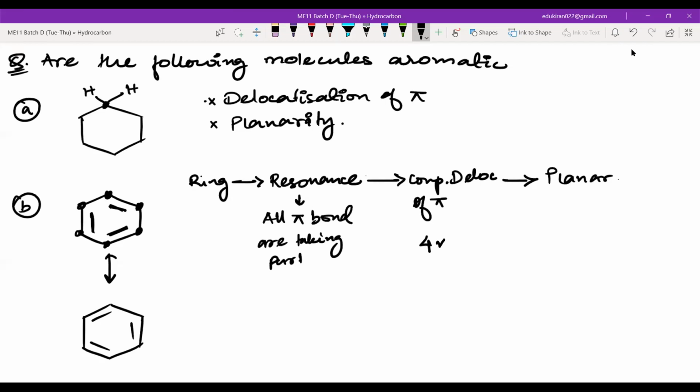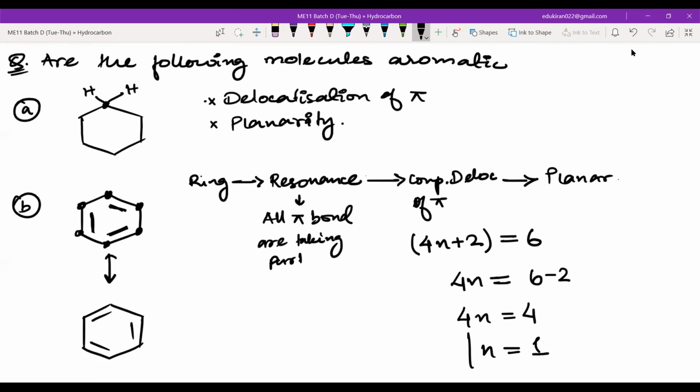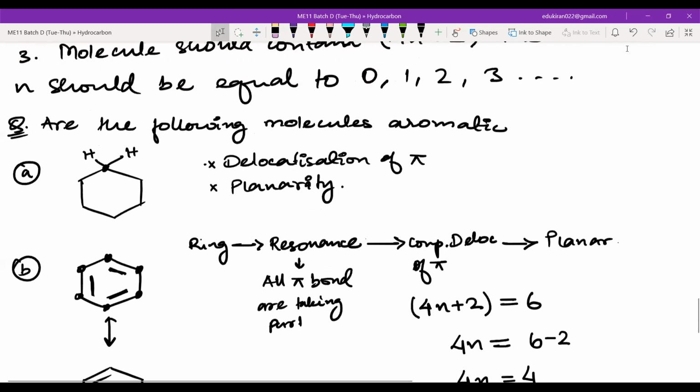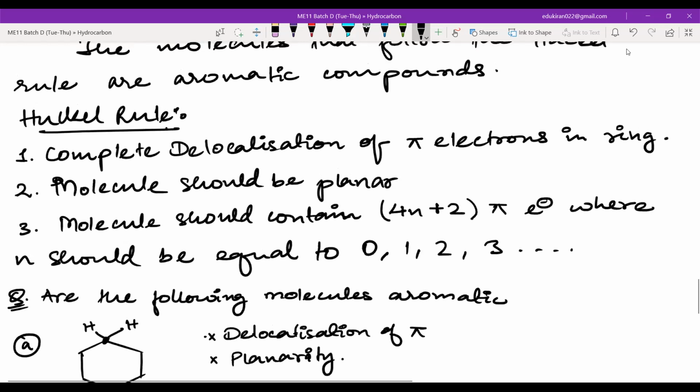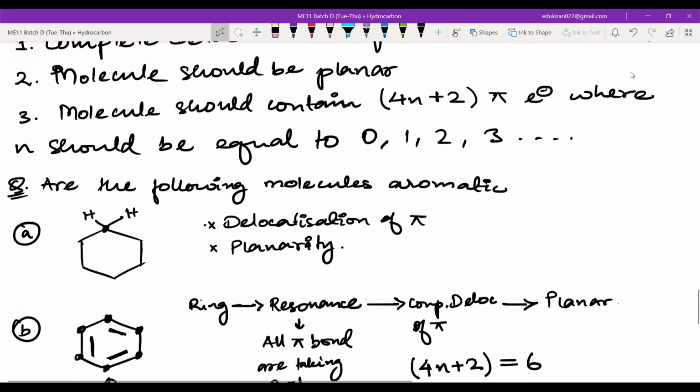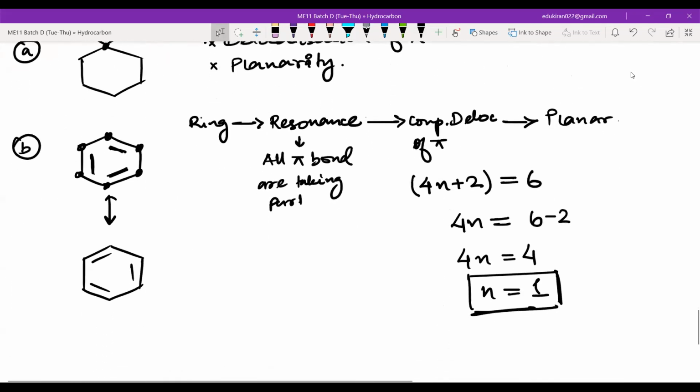So 4n plus 2 should be equal to 6. Okay, you will write it like this, then you will calculate the value for n. So 4n will be equal to 6 minus 2, which is equal to 4. So 4n is equal to 4 and n is equal to 1. Now, as we have got n is equal to 1, it is following. It is saying that the molecule should have 4n plus 2 pi electrons, where n should be equal to either 0 or 1 or 2 or 3 or so on. So it is fulfilling the criteria that n is equal to 1, and n is not equal to half or something else. And that is why I will say that benzene is an aromatic molecule.